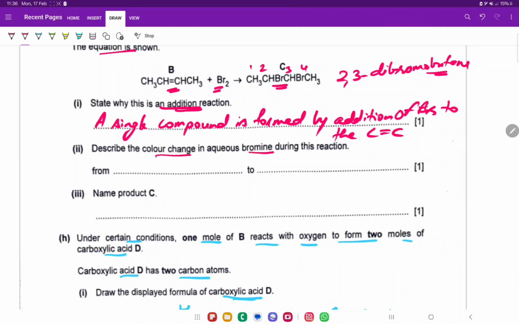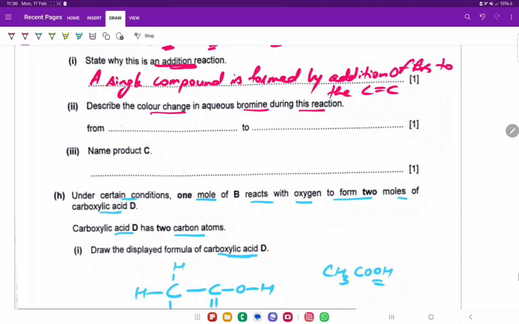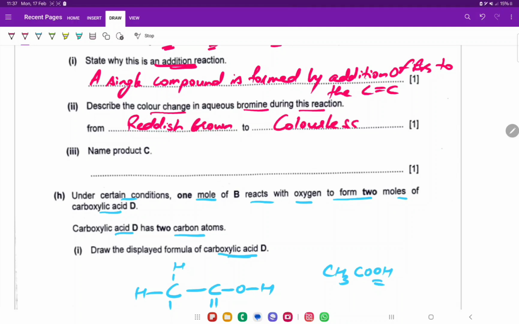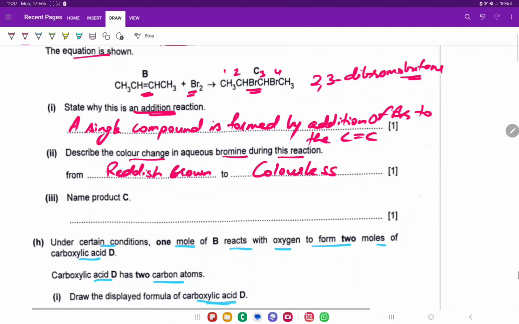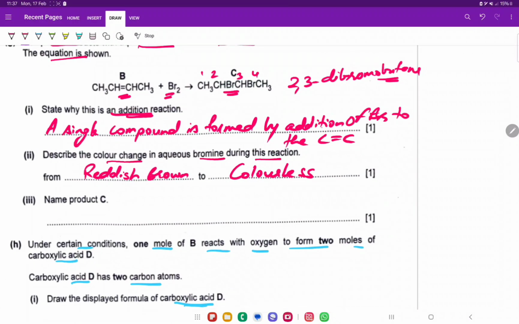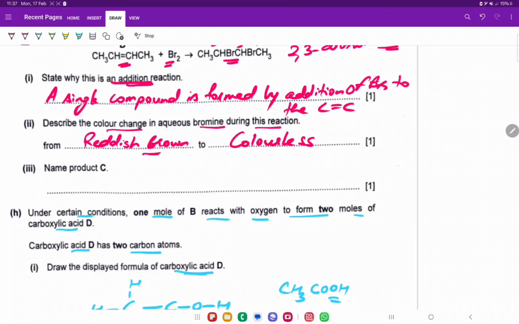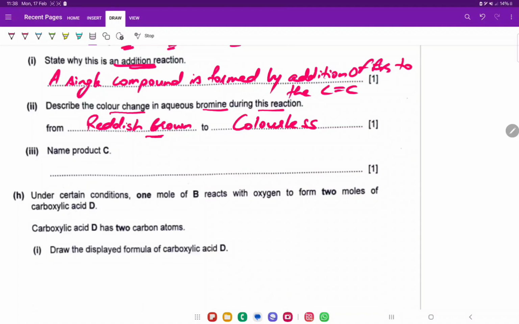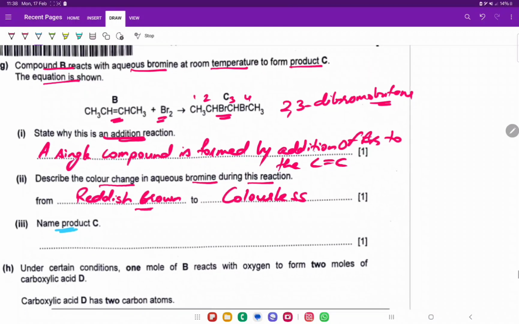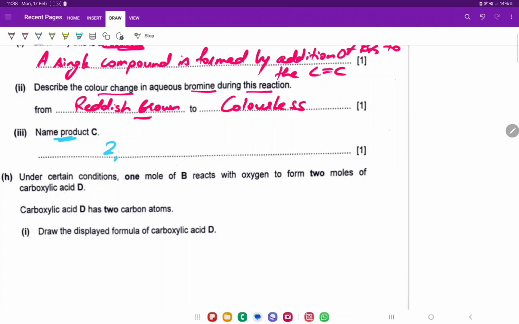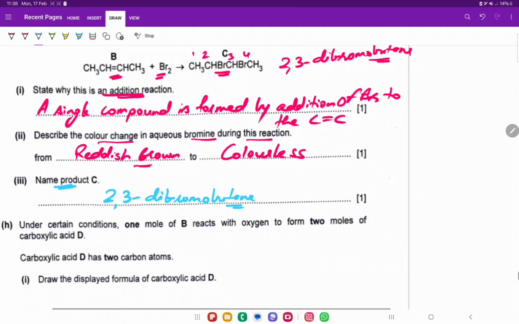Describe the color change in aqueous bromine during this reaction. Now, aqueous bromine is reddish brown in color. From reddish brown, it turns colorless. This is a test of unsaturation, in which double bonded or triple bonded carbon atoms, like alkenes and alkynes, decolorize aqueous bromine when they react with it. Now the product formed, as we already wrote above, is 2,3-dibromobutane. This is the answer for this compound.